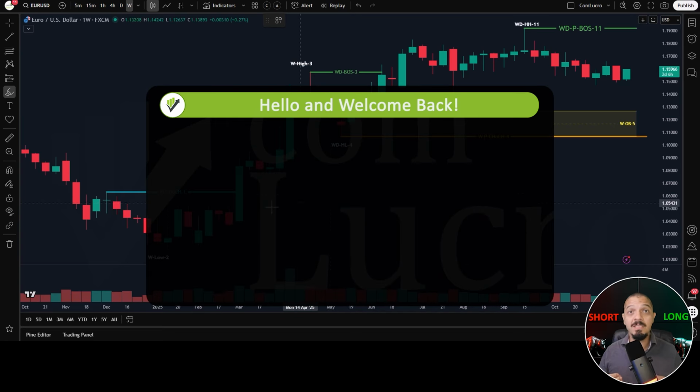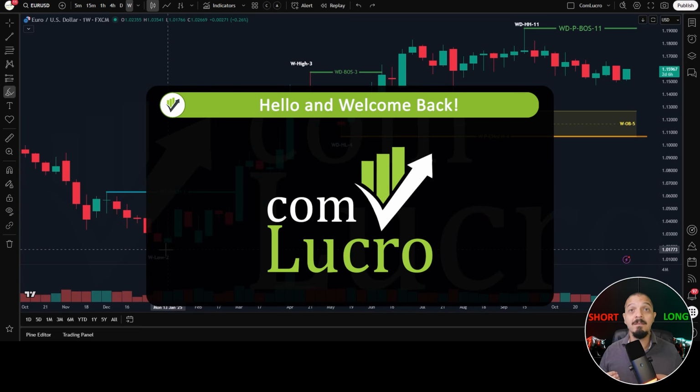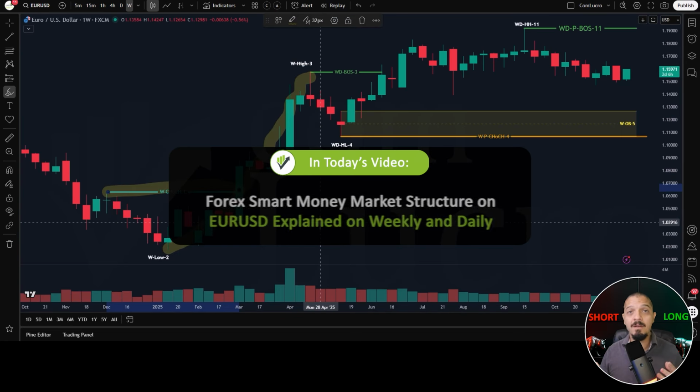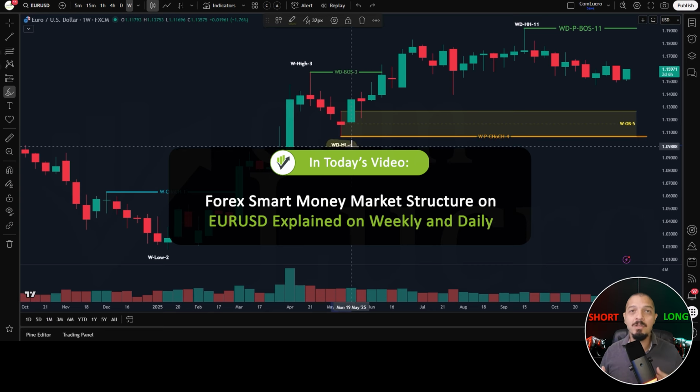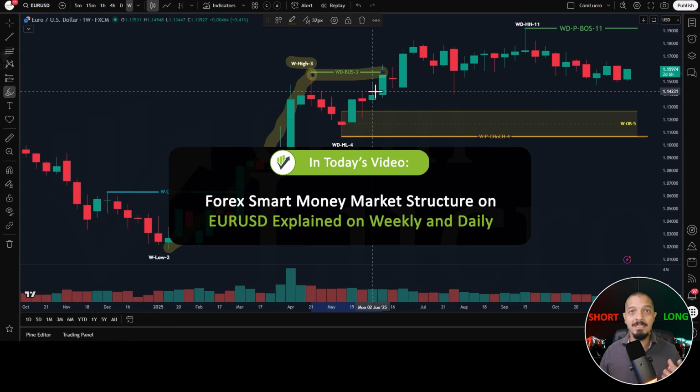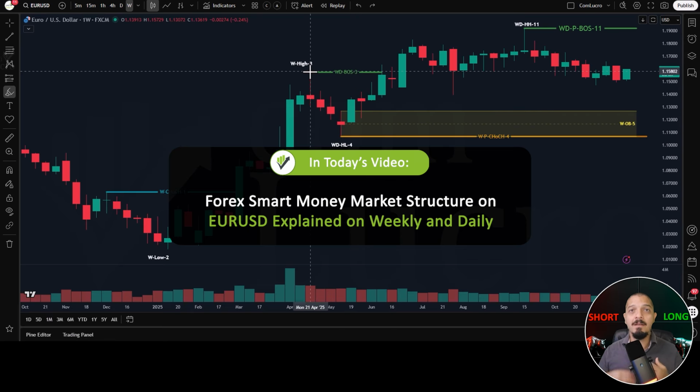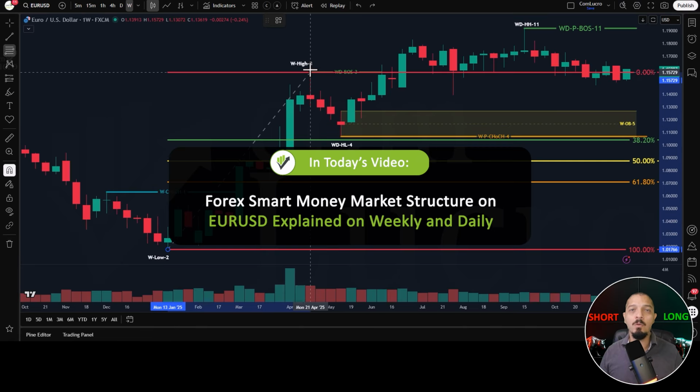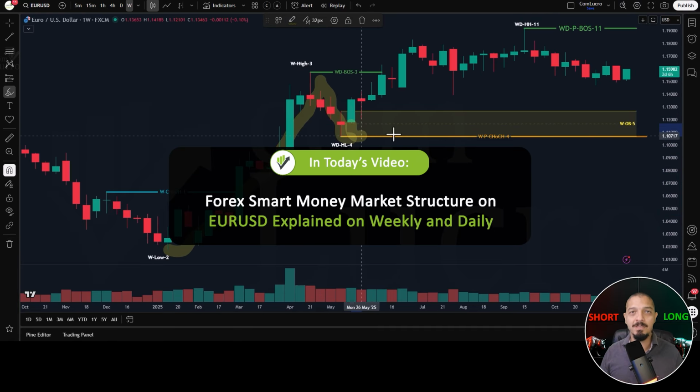Before we jump into the details, let me ask you something. Have you ever looked at a chart and felt unsure about how the bigger picture connects to the smaller movements? When you understand how the weekly structure flows into the daily structure, the entire chart starts to make sense in a completely different way. So in this breakdown, we're going to walk through the entire move step by step.